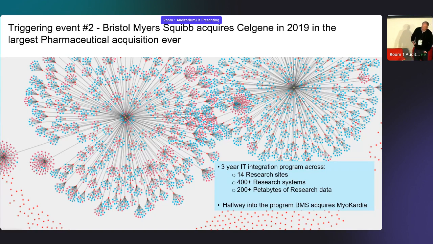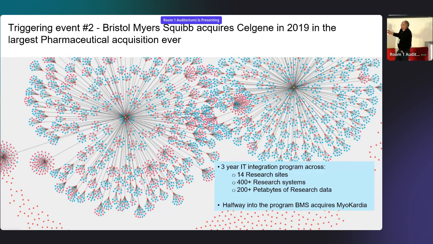So I mentioned earlier about triggering events. Triggering event number 2 was this industry's largest acquisition of a company, which I was part of: Celgene getting acquired into Bristol Myers Squibb. This is a triggering event that comes along rarely in one's career, but you can take the opportunity, right? And so the opportunity was, hey, we have a very large need. We got a 3-year integration program. Tom was saying that the AstraZeneca merger was 7 years. We tried to squeeze it all into 3 years, which I don't recommend to anybody.